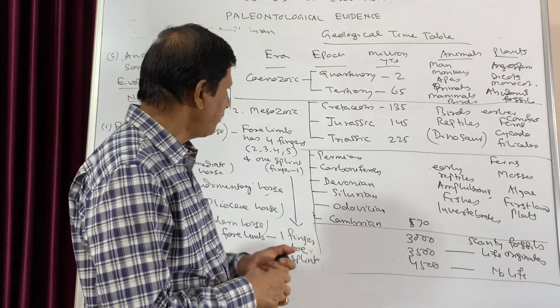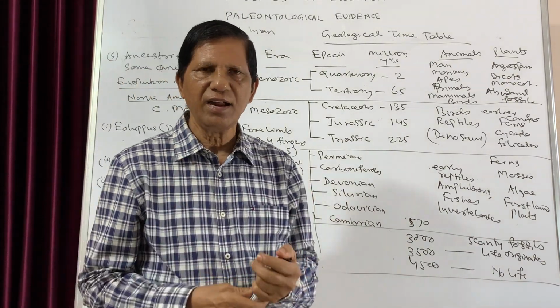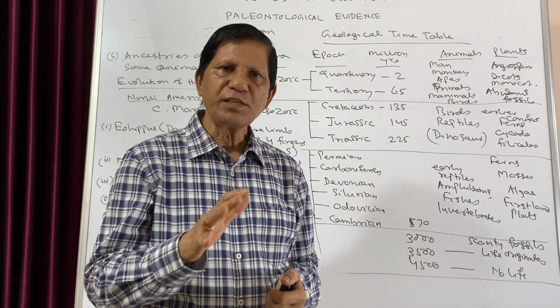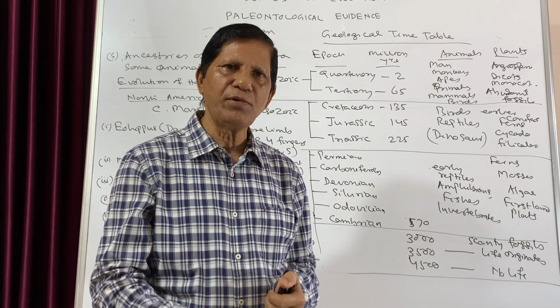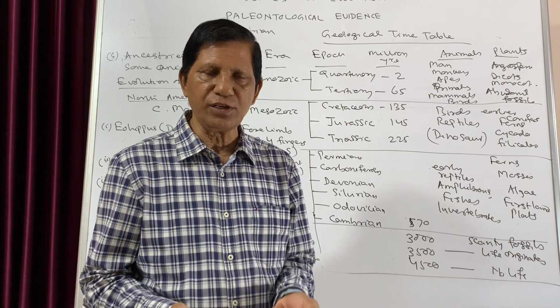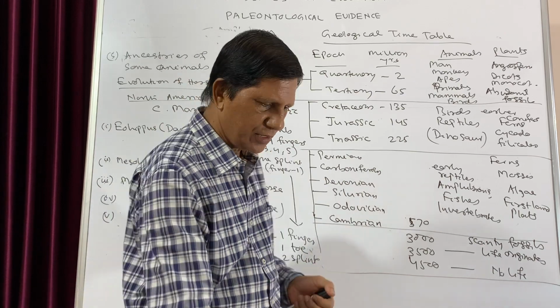So from these different types of fossils, now we have an idea how the evolution has taken place, and the evidence from fossils is the most reliable and direct evidence that shows how the evolution has actually taken place. So now let us discuss some questions.